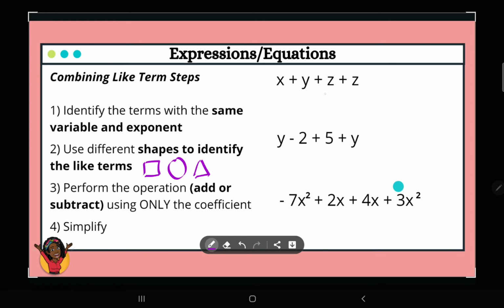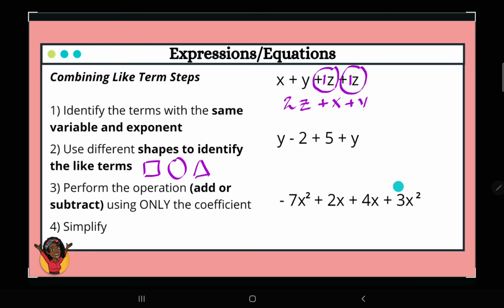So I have x plus y plus z plus z. The only things that I see that look the same are my z's, so I can go ahead and put a circle around them. Now remember we talked about if there's not a number there, there's an invisible 1. So to combine these, I would say 1z plus 1z is 2z. And then I'm going to carry down my other values, so plus x plus y. Now this could have been rewritten as x plus y plus 2z, and that would have still been correct because my values have the correct signs associated with them.